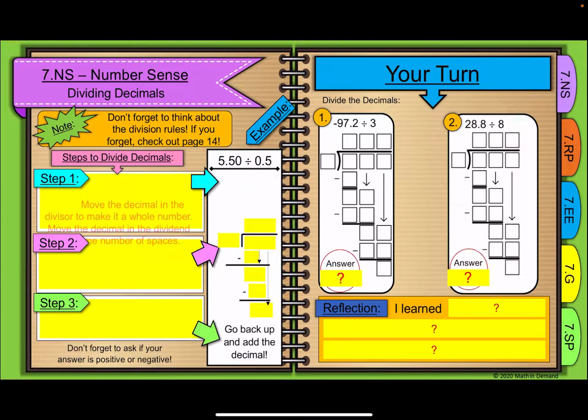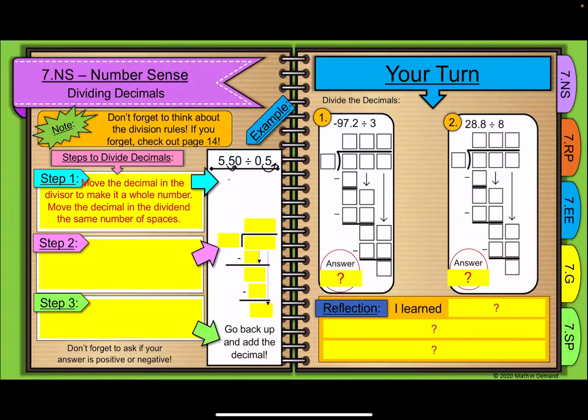So the first thing we're going to do is move the decimal in the divisor to make it a whole number. And then however many spaces we moved it in the divisor, we have to do the same in the dividend. So here, I have to move it 1 space to the right. So I also have to move it 1 space to the right. So this becomes 550 divided by 5.